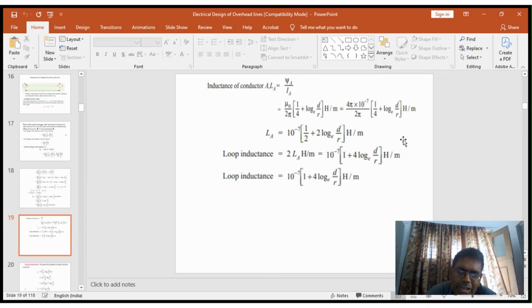Then loop inductance is equal to 2 into 2 into 10 power minus 7 into ln d by r dash. Then r dash is nothing but the self GMD of the conductor, that is equal to 0.7788 r. This is nothing but the inductance formula for a single phase two wire line.